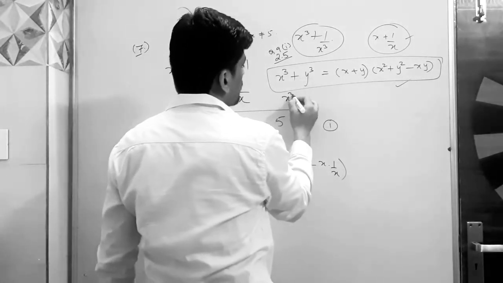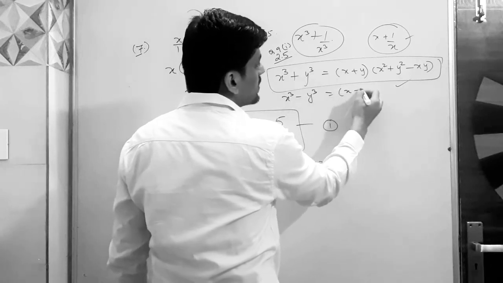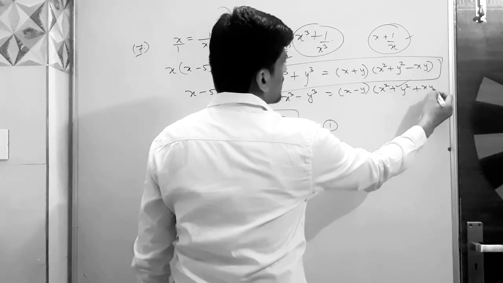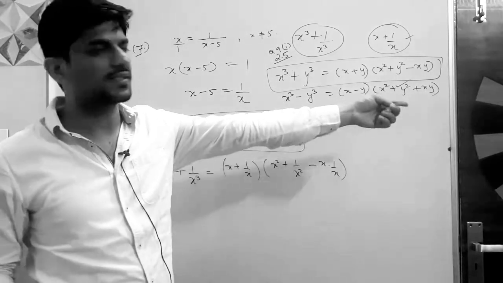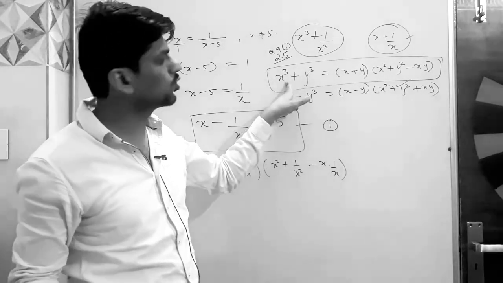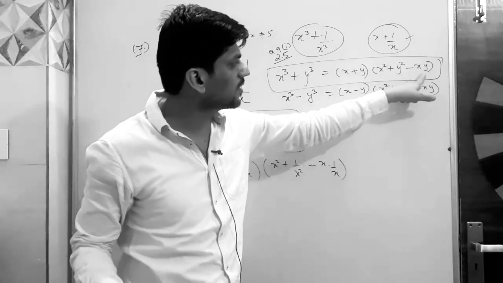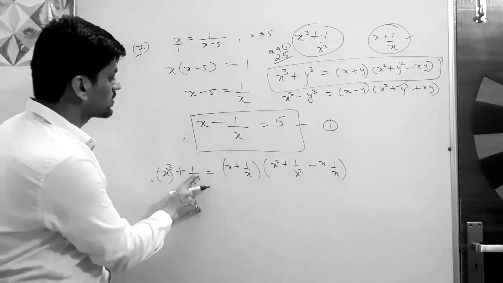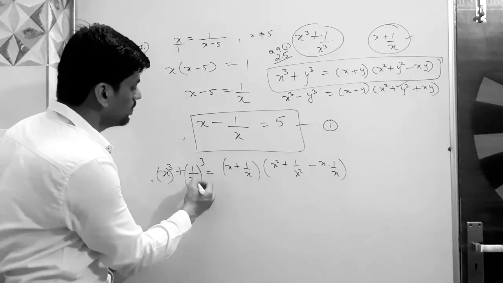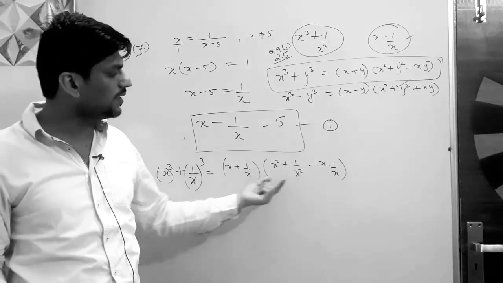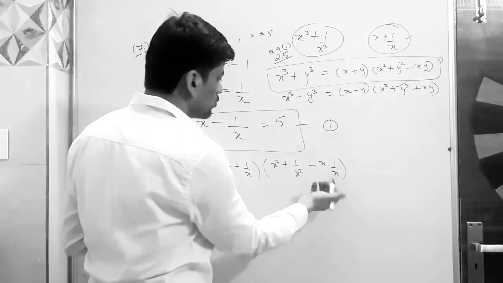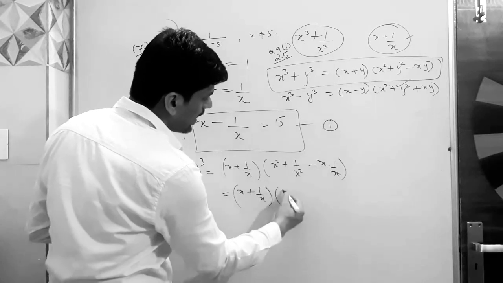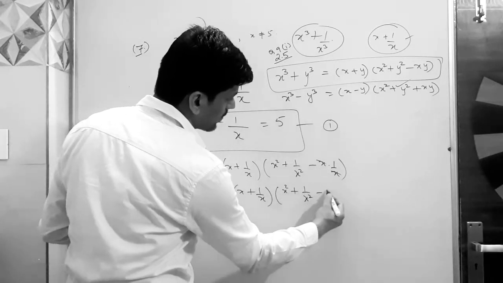Also one more identity you have to remember, which will be useful in higher classes also, like 10th, 11th and so on. The identity is x minus y, x square plus y square plus xy. So we will use here this identity, x cube plus y cube is x plus y, x square plus y square minus xy. So I have used this identity. So x to the whole cube, and this can be written as 1 by x to the whole cube. So x into 1 over x is cancelled out, so 1. So here we are left with x plus 1 over x and x square plus 1 over x square minus 1.